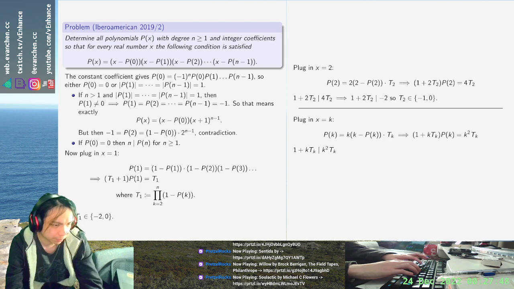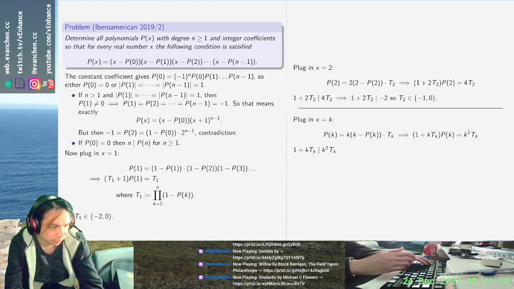Yeah, this just never happens. 1 plus k t_k. Wait, yeah, there's no common factors, so this has to be minus 1, unless t_k is 0.